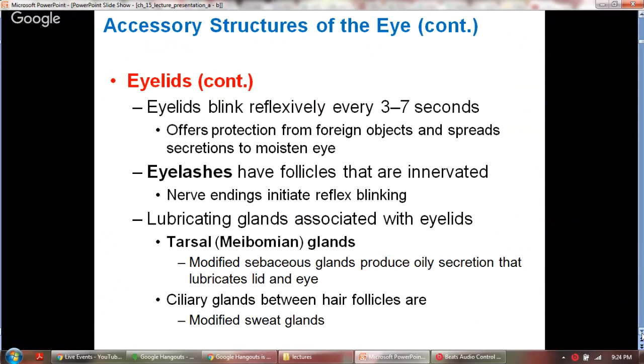Eyelashes have follicles that are innervated, and these nerve endings initiate reflex blinking. There are also lubricating glands associated with the eyelids. Some of them are the tarsal or meibomian glands. They're modified sebaceous glands which produce oily secretions and lubricate the lid and the eye. And then the ciliary glands between the hair follicles are modified sweat glands.